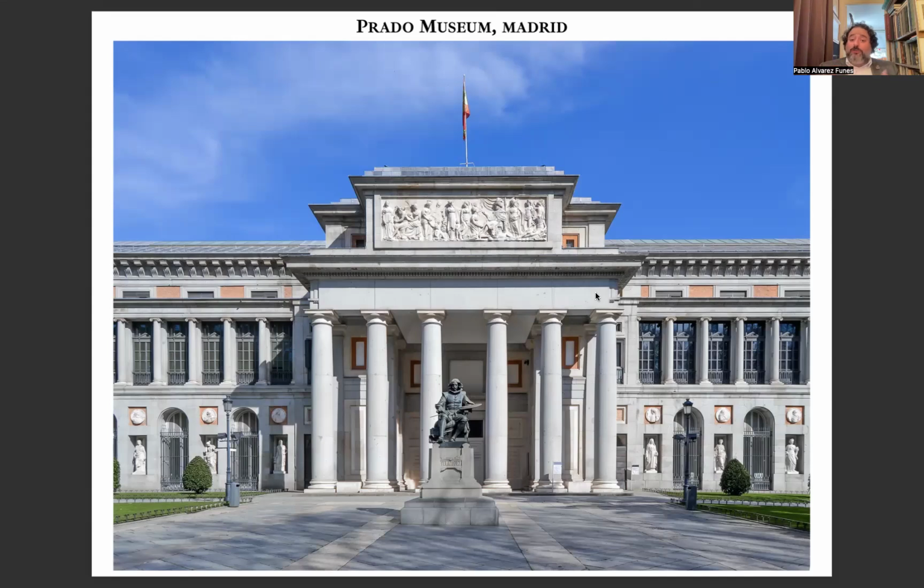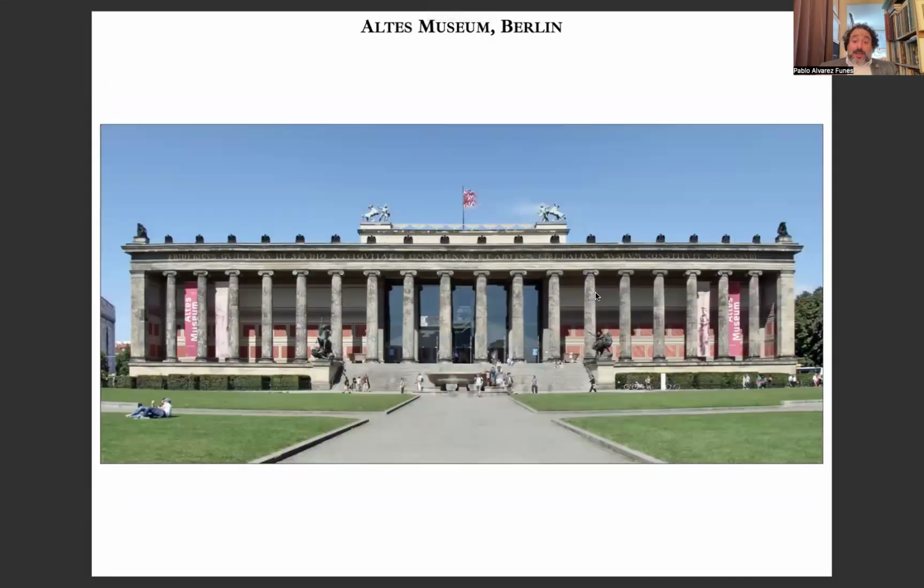So it's something that I recommend all of you check and look at for inspiration, the facade of the Prado Museum. And at the same time, the facade of the Altes Museum, which is another beautiful neoclassical resort. This is much later.